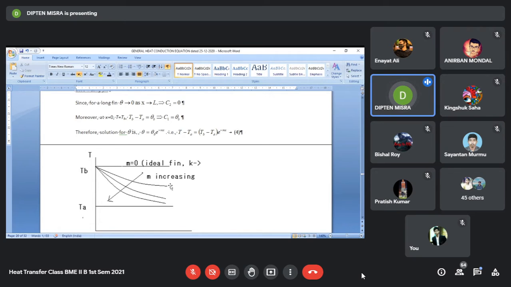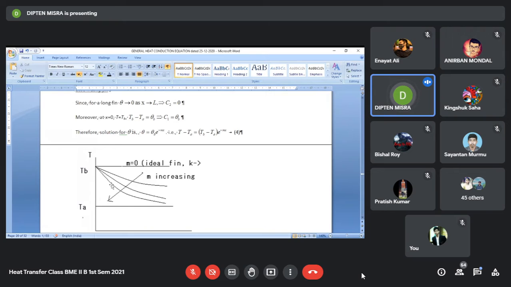Now what I am saying is that if we have a small length of the fin, a length that is much smaller, then what will happen? The tip temperature also will be quite high compared to the ambient temperature. So there will be a significant temperature difference between the fin tip and the ambient. And moreover, if the length is small, then the side surface area will be comparable to the tip area. So the area is comparable and the temperature difference is quite high.